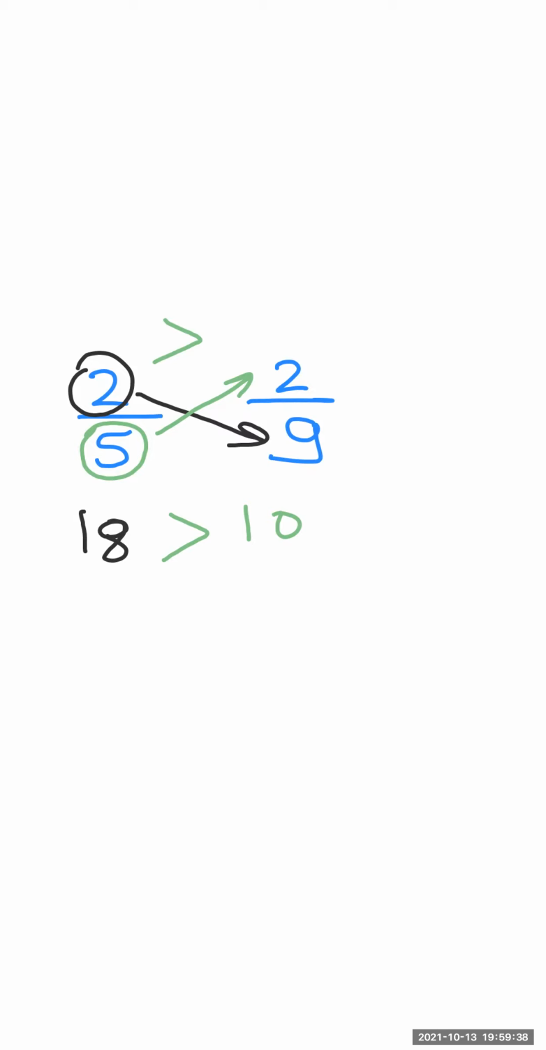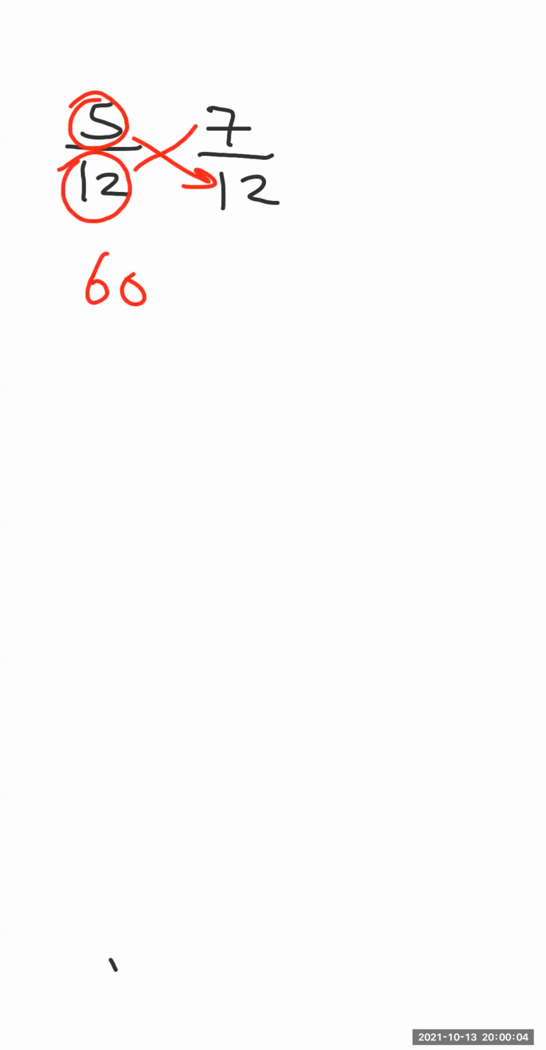Okay, that's great. Let's solve some examples like this one. I want to compare between 5 over 12 and 7 over 12. So simply, 5 times 12 is 60. 12 times 7 is 84. So which one is the greater? 84. So 7 over 12 is greater than 5 over 12. Okay?